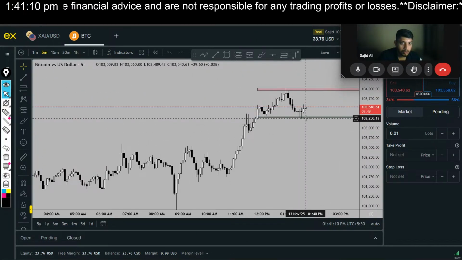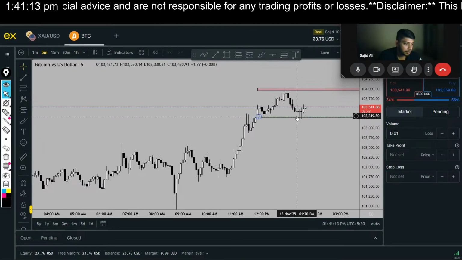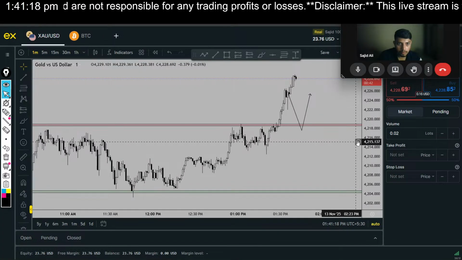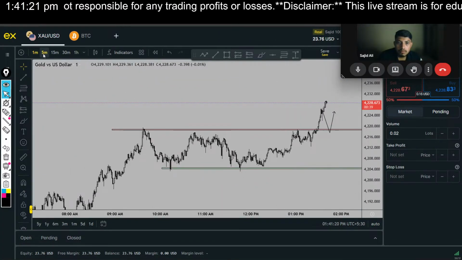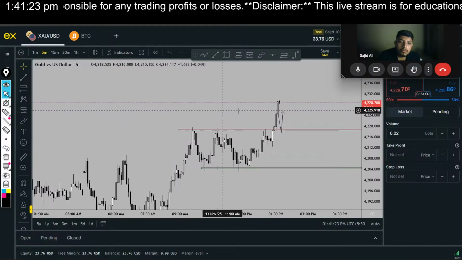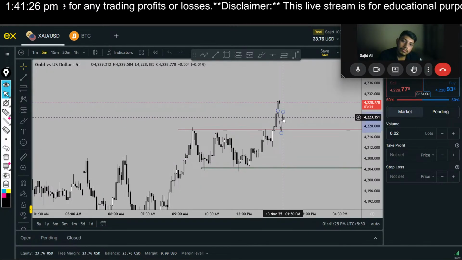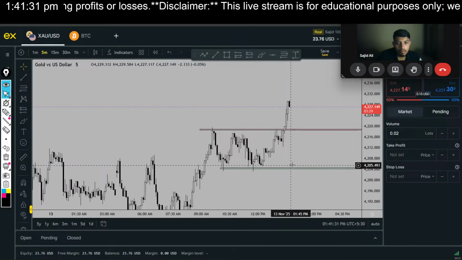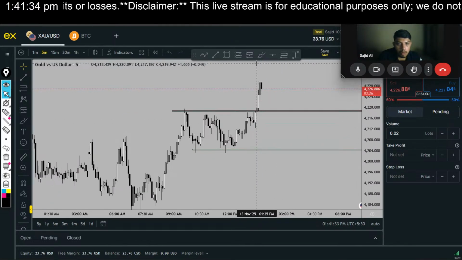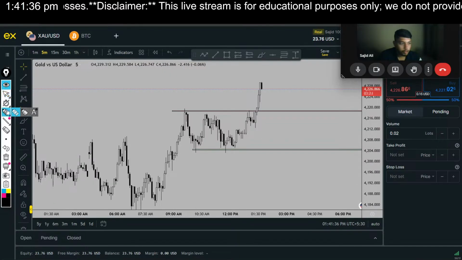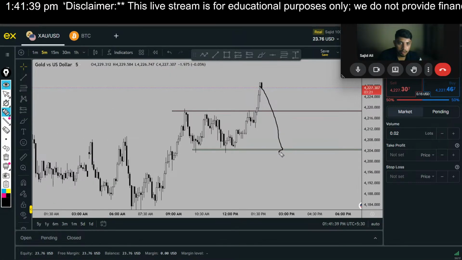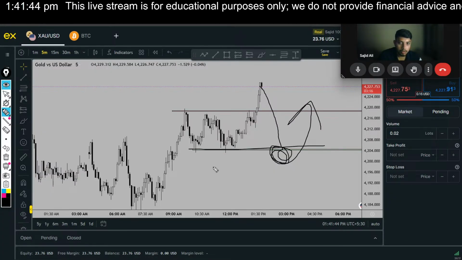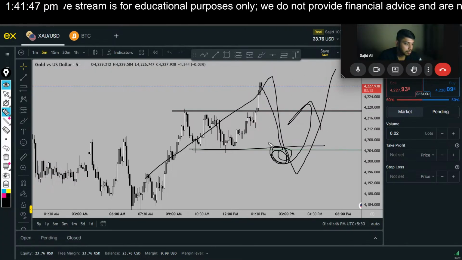Keep an eye on this. Comes near this level, just remind me in the chat. And there is one more possibility. If it suddenly gives a break here, comes below this level, now we can go for a buy side trade from here also, following the market structure.